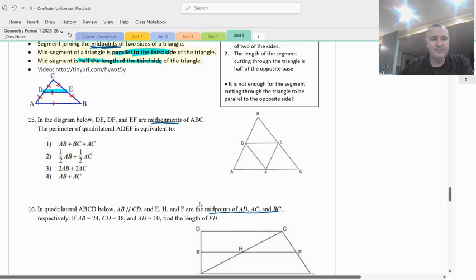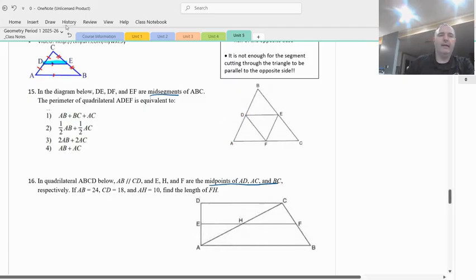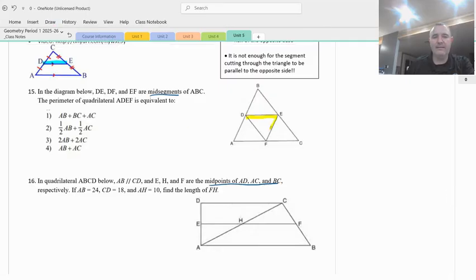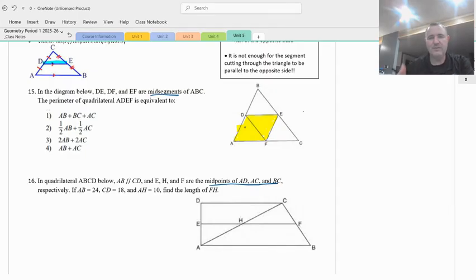All right, so for number 15, in the diagram, we have mid-segments, and we want to find the perimeter of this quadrilateral right here. So what we're going to do to find the perimeter is consider what these side lengths are, and then what these answers represent in terms of the shape. So we want to consider what are these things? What do they represent in terms of the shape?